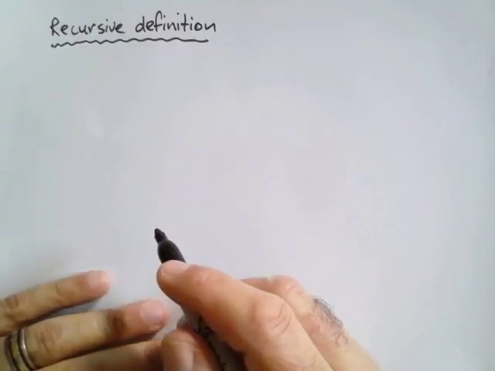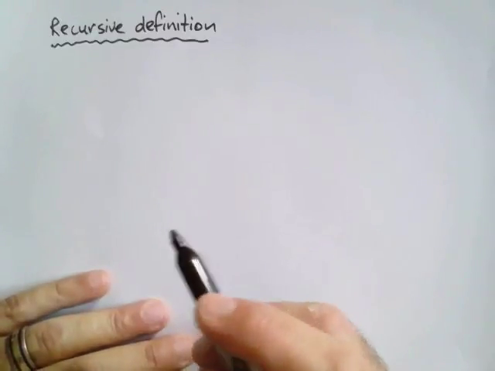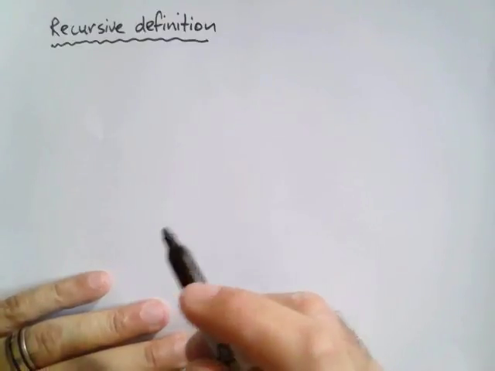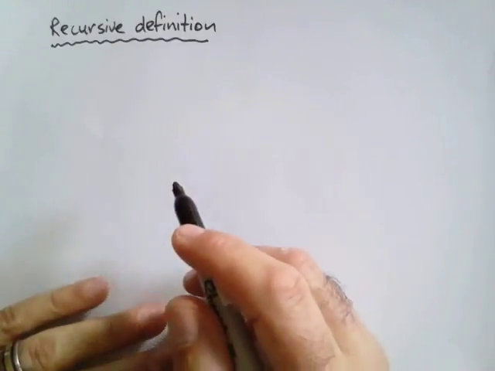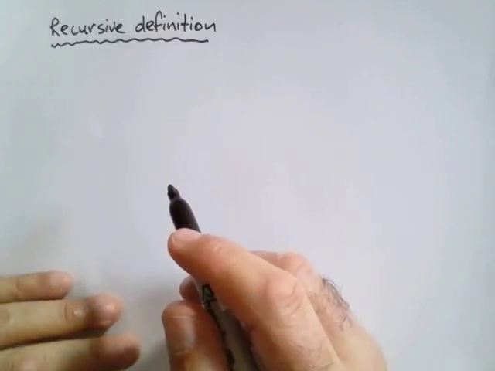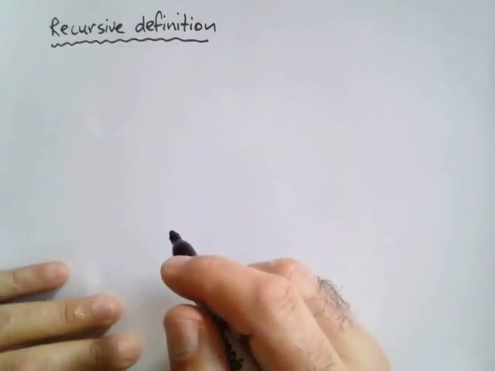Recursive definition. Another common method to describe a sequence of numbers is by recursive definition.